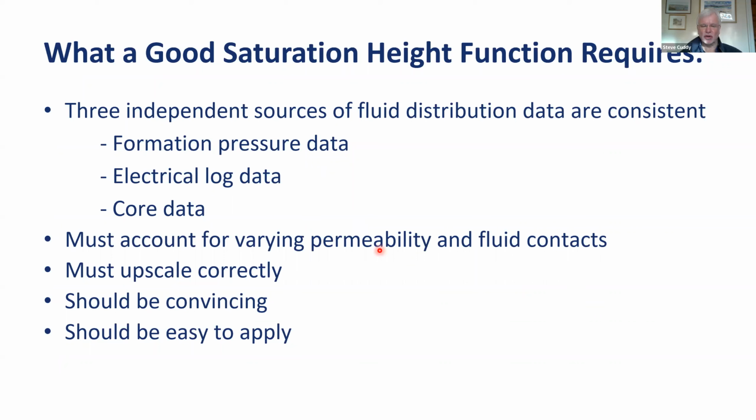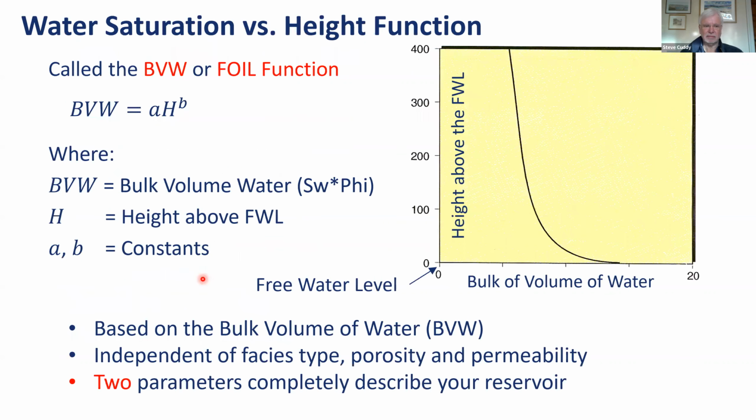So once you've got a model, you need to upscale it from the log values every 6 inches or every 2 feet to the size of the cells. So it must upscale correctly, and I'll explain how that is done. It should be convincing and it should be easy to apply. So this is the result, and then we'll go into how we get this function.